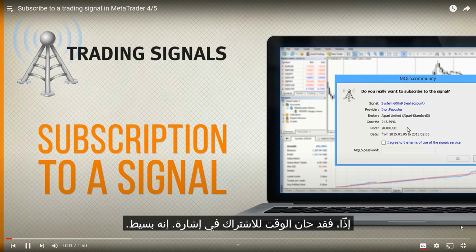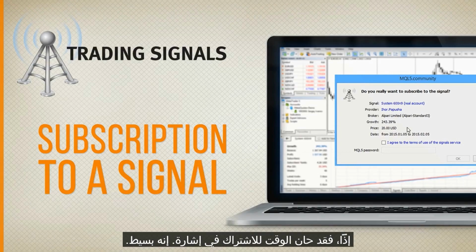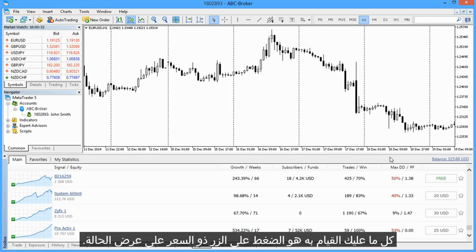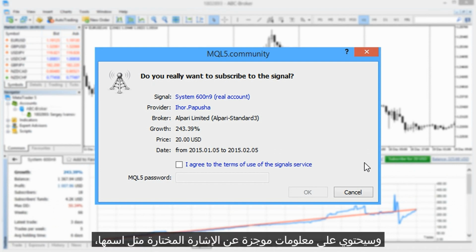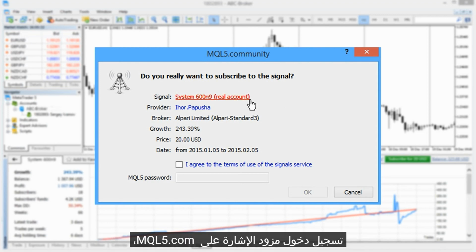So, it's time to subscribe to a signal. It's simple. All you need to do is to press the button with the price on the showcase. This will bring up a confirmation window. It will feature brief information on the selected signal, such as its name, signal provider's login on MQL5.com, provider's broker, growth, as well as the cost of the subscription and its period.